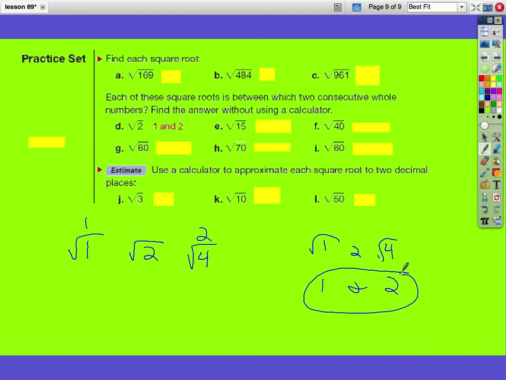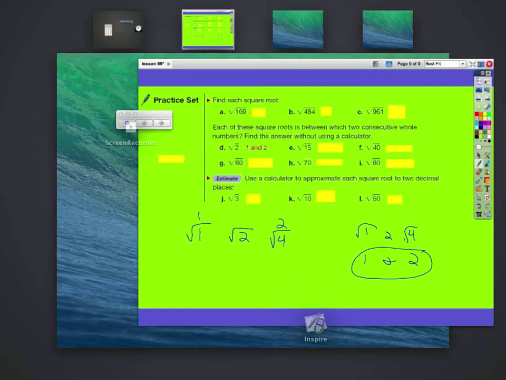Okay? If you have a calculator, great. Do the J, K, and L. If you don't, skip them. Not a big deal. Okay? Like I said, make sure if you have questions, you bring them to class so you can ask them. We can get them answered for you.